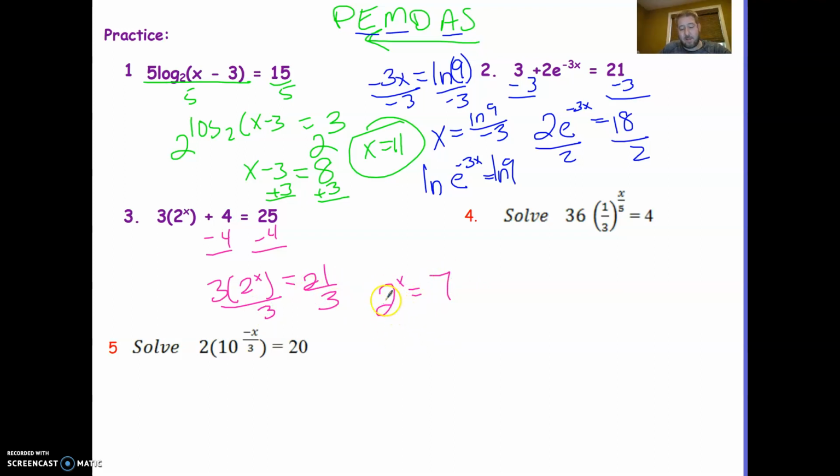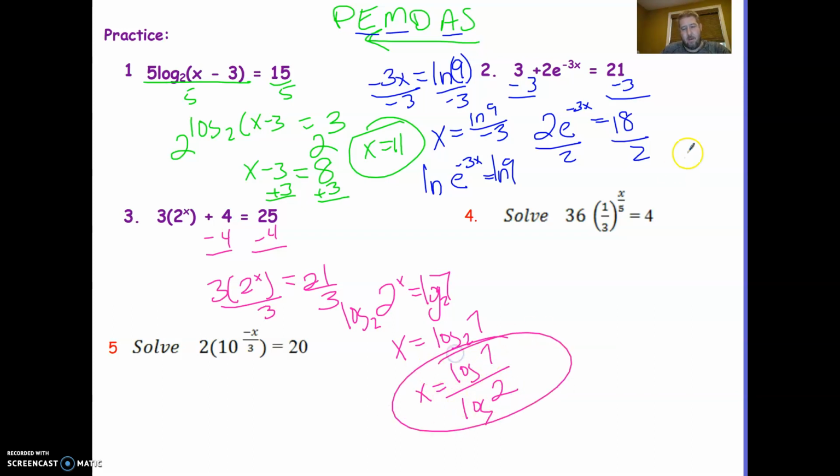And I want to get rid of the base 2 exponential, and the inverse would be log base 2. So doing log base 2 of both sides, and this cancels out. So x equals log base 2 of 7, which is the same thing as x equals log of 7 over log of 2, if you use change of base, of course. And I'm going to run out of room here. A lot of these are taking quite a bit of room.